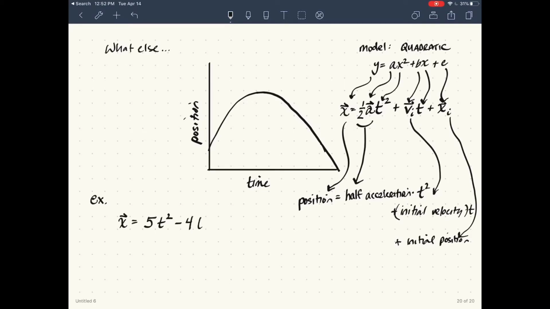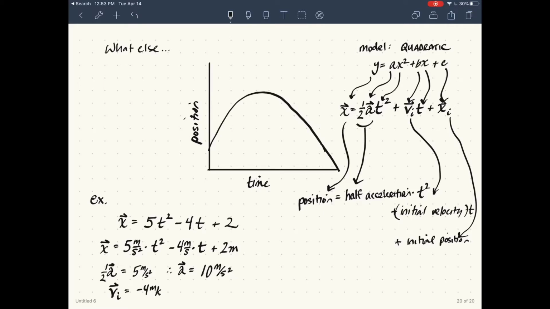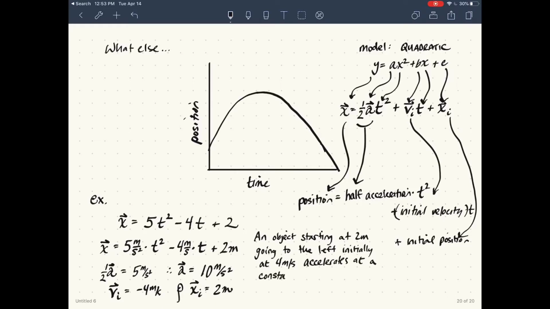Here's an example. x equals 5t squared minus 4t plus 2. Well, that means you have 5 meters per second squared times t squared minus 4 meters per second times t plus 2 meters. That means half the acceleration is 5, which means the acceleration is actually 10 meters per second squared. Our initial velocity, you just read it right off of there, and same thing with our position. So an object starting at 2 meters, going to the left, initially at 4 meters per second, accelerates at a constant rate of 10 meters per second squared to the right. Crazy, right? All of those things line up.